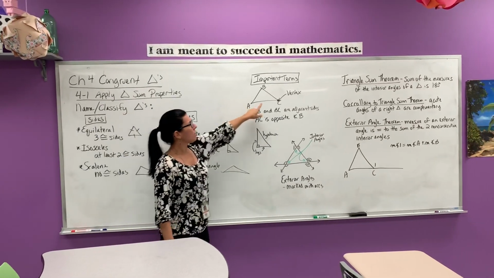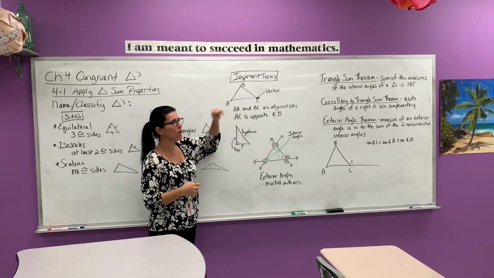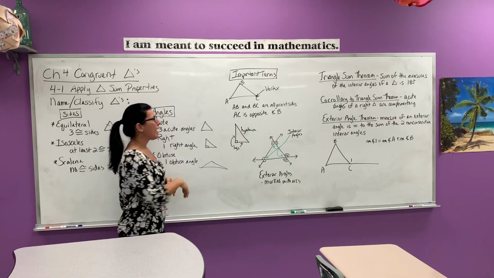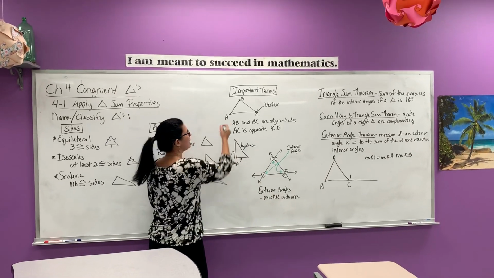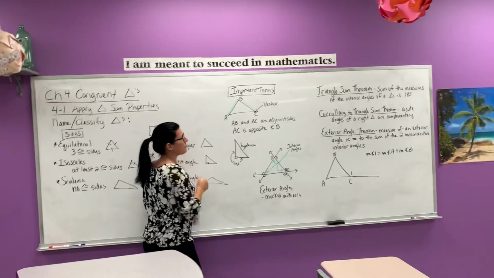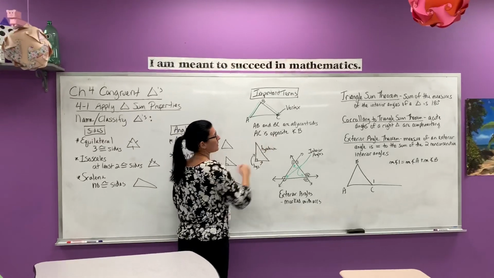Important terms. Vertex of a triangle is where the 2 sides meet. So the A, B, and C are all vertices of that triangle. AB and BC are adjacent sides. So if you look at where AB and BC are, here's AB, and here's BC. They are next to each other, which is what adjacent means. AC is opposite angle B.